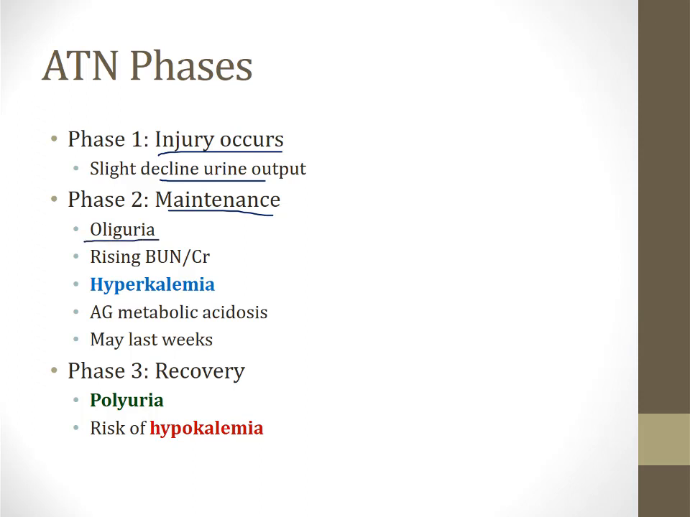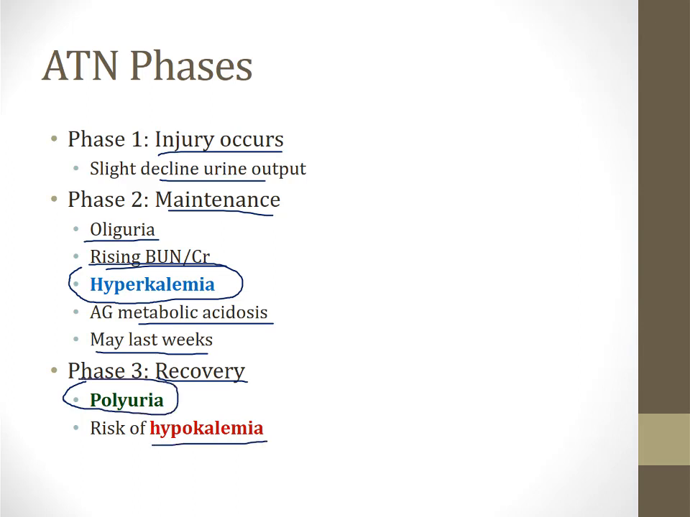There's oliguria, there's a rise in the serum BUN and creatinine, and importantly, in this phase, patients can potentially die from life-threatening hyperkalemia. In addition, there's an anion gap metabolic acidosis that occurs in this phase, and this may last several weeks. This is followed by the recovery phase, and when the kidneys begin to recover, they pour out urine. So patients in this phase have polyuria, and in contrast to phase 2, the risk here is hypokalemia. There's so much urine output that potassium can be lost in the urine, and hypokalemia may develop.